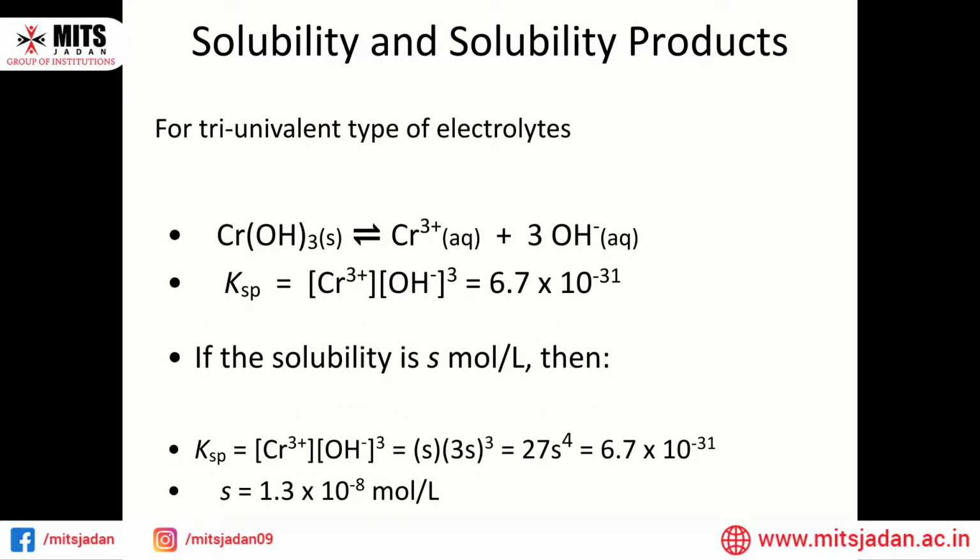Now, come to the next example of chromium hydroxide, that is a tri-univalent type of electrolyte because the oxidation state of chromium ion is 3 and hydroxyl ion is only 1, as I have already told. When chromium hydroxide dissociates, it gives 1 chromium ion and 3 hydroxyl ions in the aqueous medium. Since the Ksp value is the product of ionic concentrations at equilibrium condition, it can be written as follows, and the value of Ksp is 6.7 into 10 to the power minus 31.